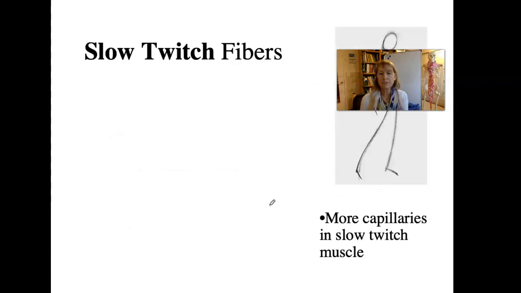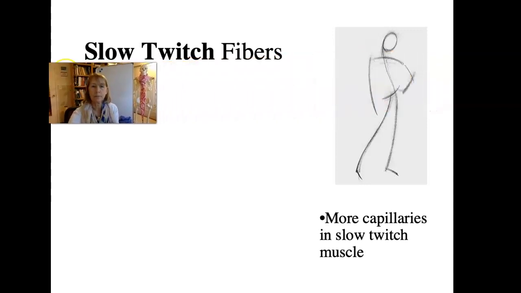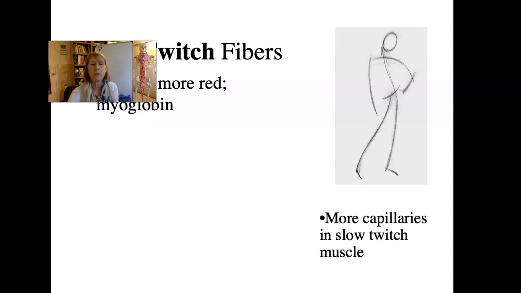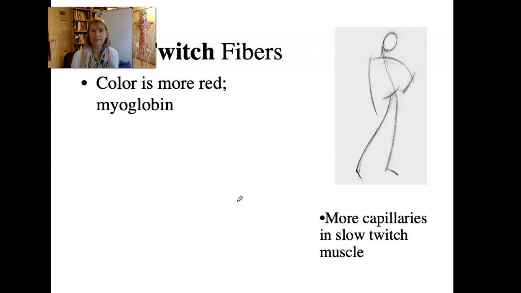The slow twitch fibers have many more capillaries. It's got much more blood arriving to those cells. And the color is much more red because of a protein called myoglobin. So myoglobin is a molecule that's going to be able to hang on to oxygen and provide that oxygen to the muscle to make lots of ATP. Without ATP, it's going to fatigue.